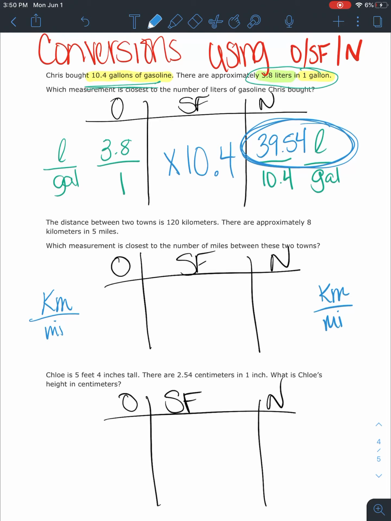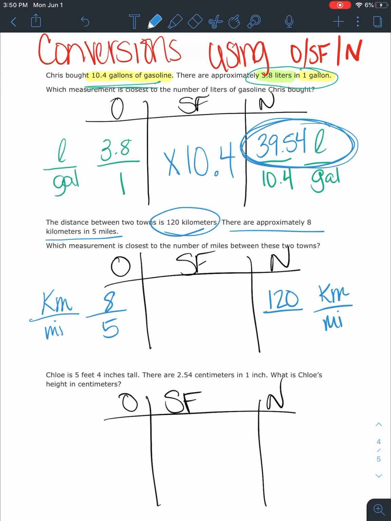All right, so I'm going to use the second sentence because that was the one that had my full rate in there. So 8 kilometers, 5 miles. And then over here, the distance between two towns is 120 kilometers. That's going to go on the kilometers part right there.